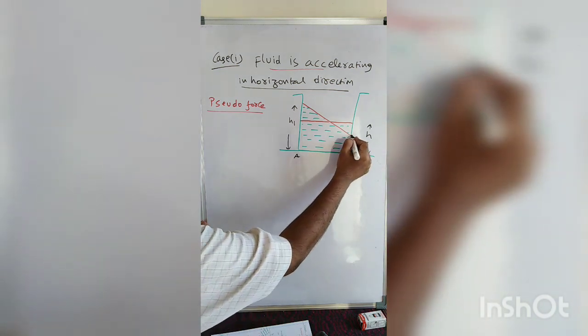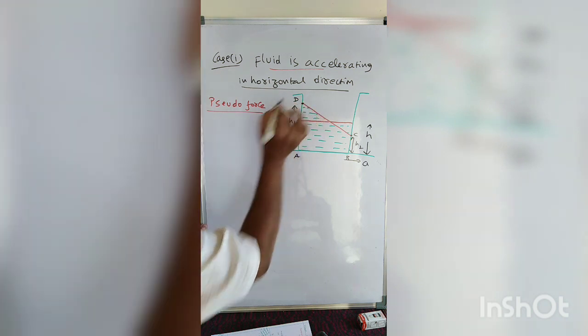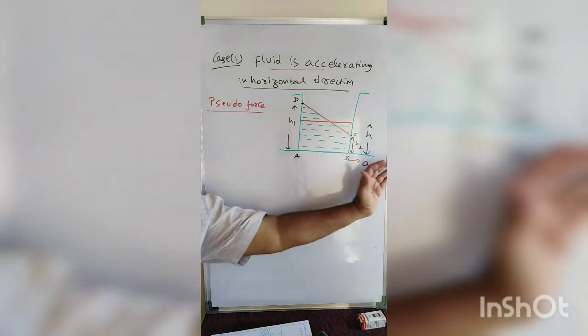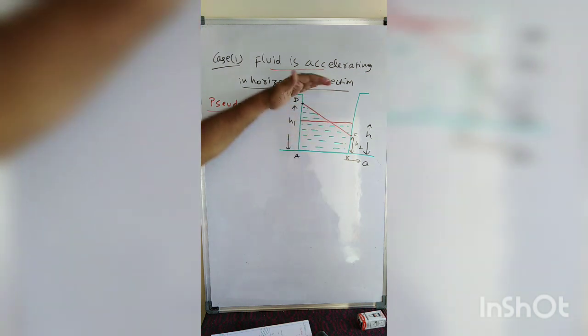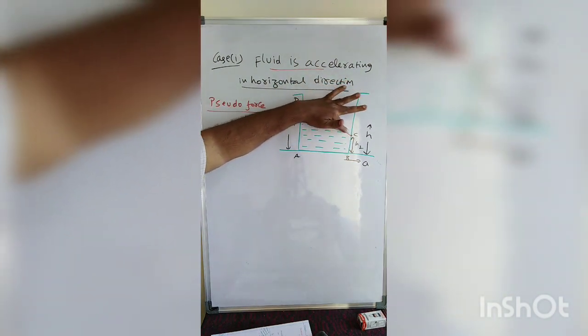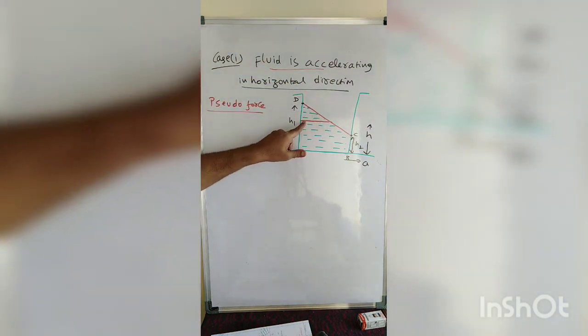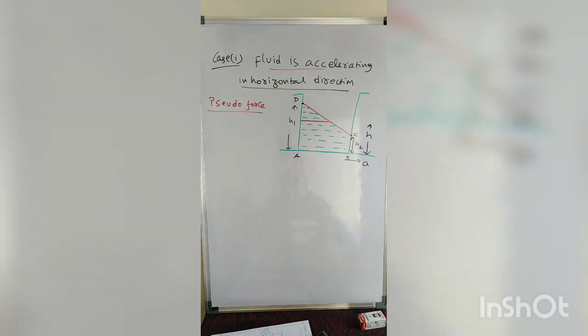And look at the new thing here. This is C, and let us call this D. Observe carefully. When it is accelerating in the horizontal direction, the liquid level changes, and the liquid will appear like this. This is the original level, but now the heights have changed.